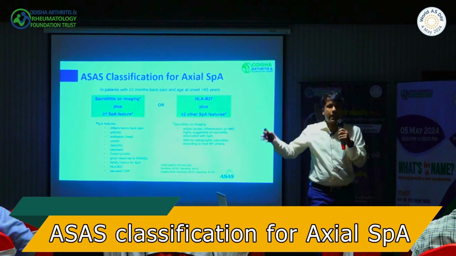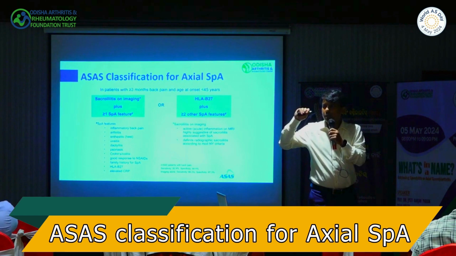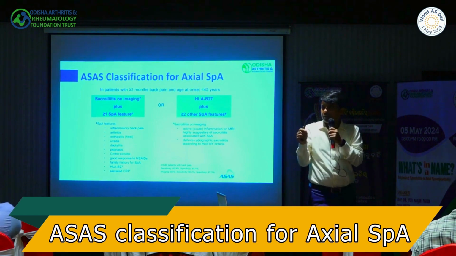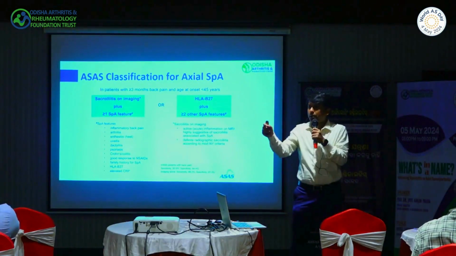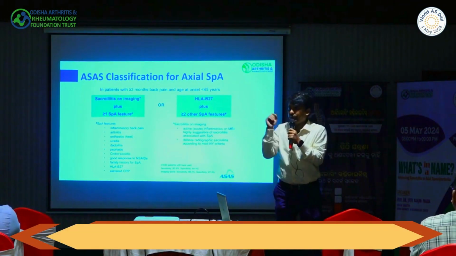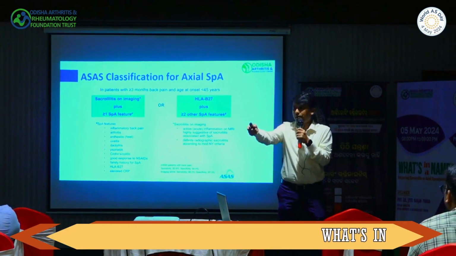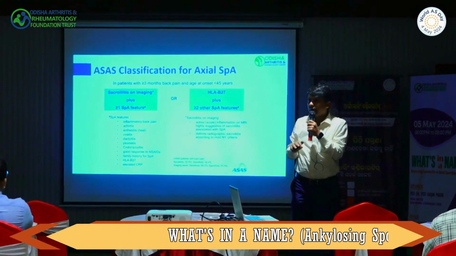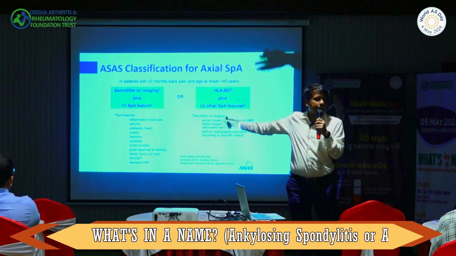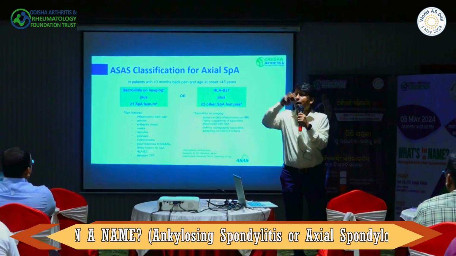So now we'll go to the criteria. So now we know that anybody, a young patient less than 45 years old, who comes with chronic back pain, because that is the entry criteria, chronic inflammatory back pain. Now you know what the SpA features are. So now come to the criteria. What is the criteria? There are two arms.